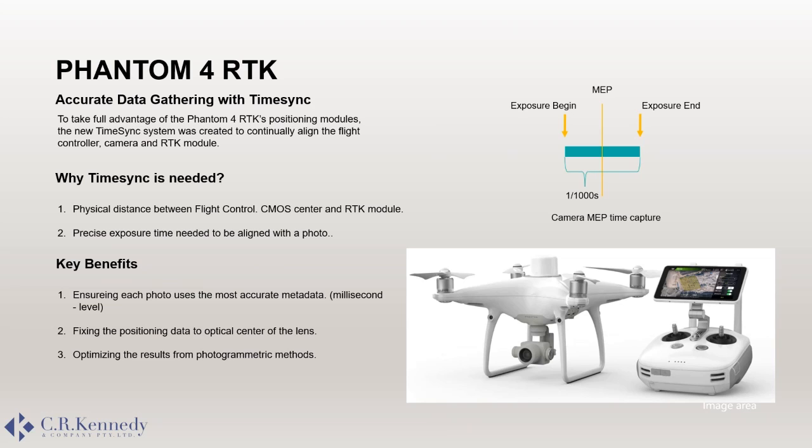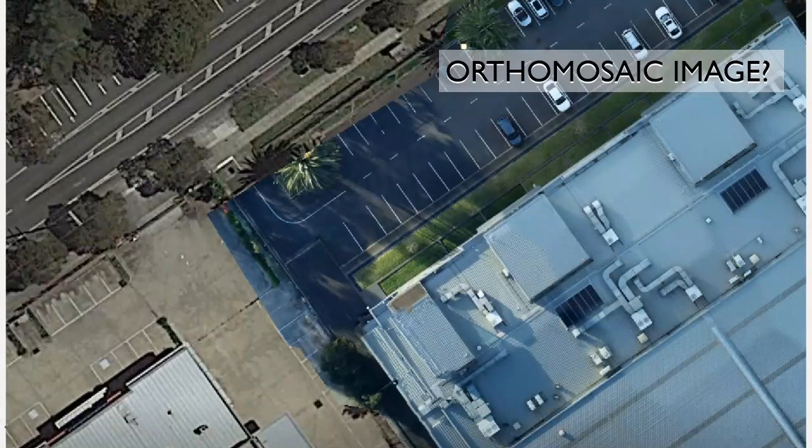Precise exposure time needs to be aligned with the photo to ensure that you get the most accurate data in post-processing. Now, the key benefits are ensuring that each photo uses the most accurate metadata, we're talking millisecond level, whilst fixing the positioning data to the optical center of the lens, as well as optimizing the results from the photogrammetric methods.